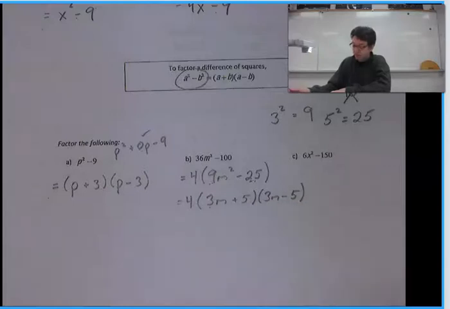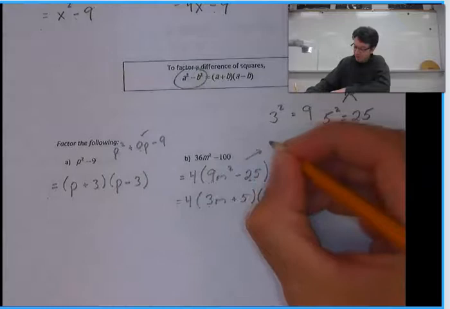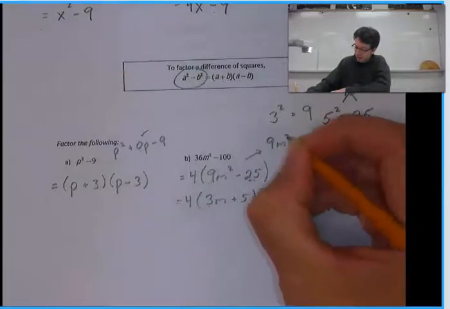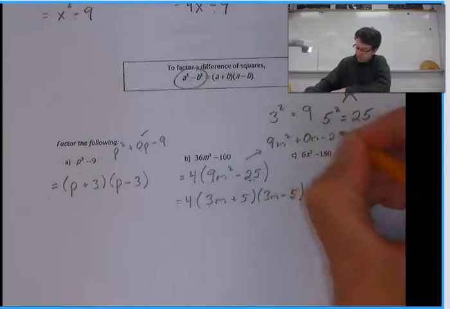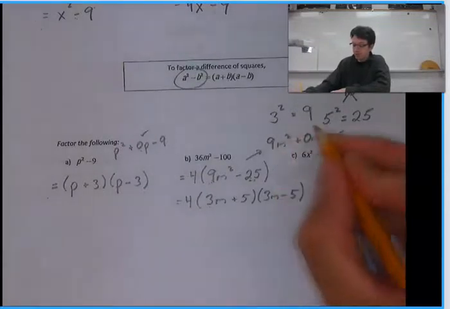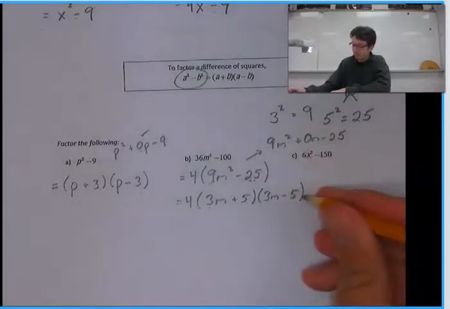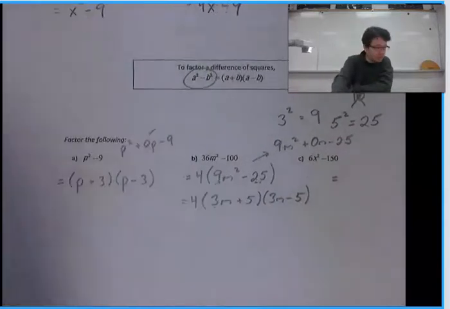Right? If you're still unsure in the beginning, again, you can expand this to be 9m squared plus 0m minus 25. And then you can use decomposition, which we went over earlier, to factor that, and you would get the same thing. Okay, so let me just pause there.